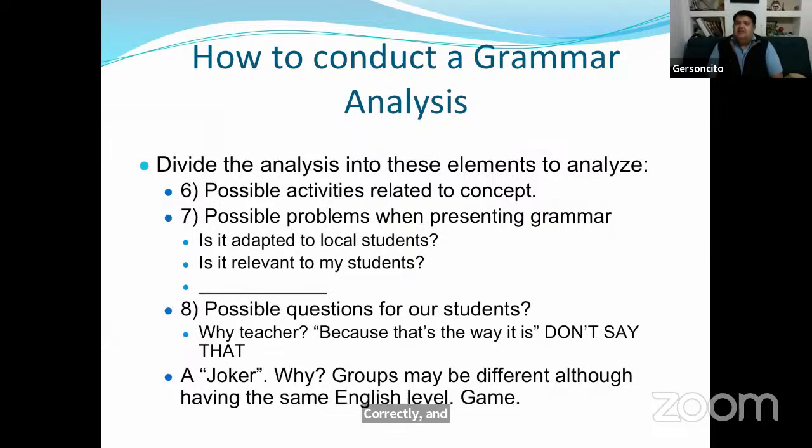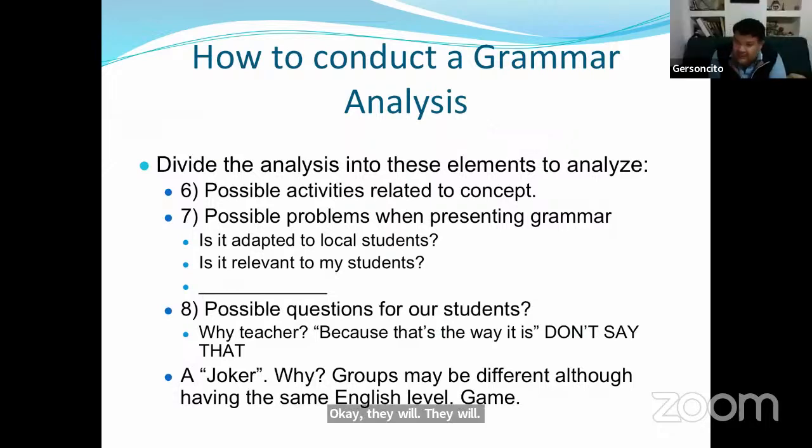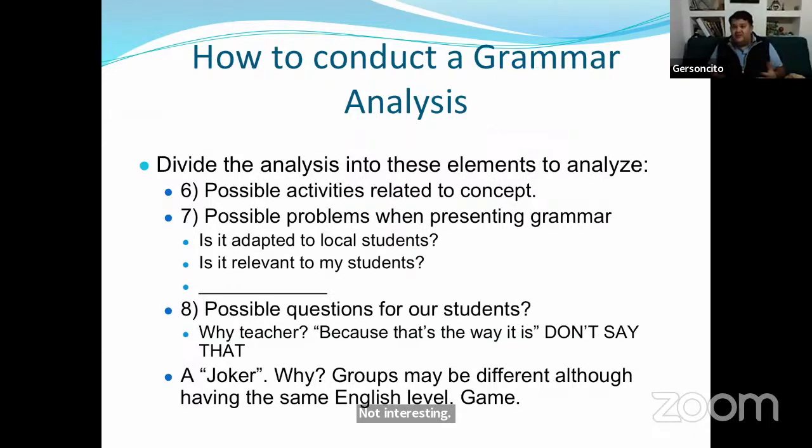And finally, a joker. You need to have an extra activity in case you have a group and you finish the activities 5 minutes early. No digas free class. Si les dices free class, ¿qué va a pasar? Hagan lo que quieran. They will do whatever they want, and normally that's chaos and anarchy. They will be bored and not interested.